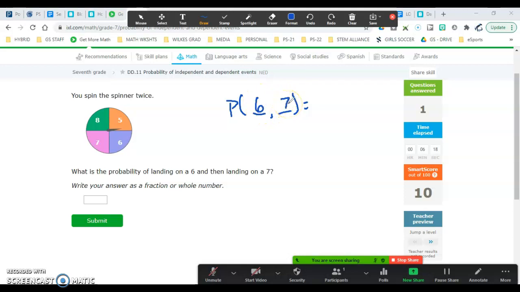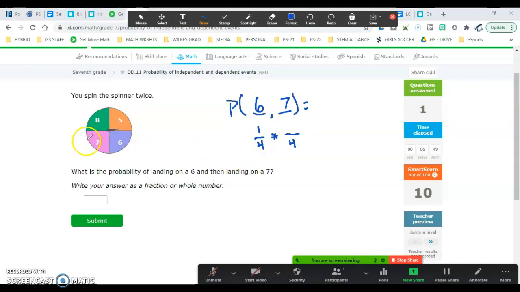All right, in a spinner, does the second spin really care what the first spin was? The answer is it doesn't. This is an independent setup. So what's the chance of landing on a 6? Well, I know there's 4 sections. How many 6s are there? There's 1. So that's my first probability. Because it's independent, my number's not going to change. I didn't lose any options here, right? You're not taking a piece of the spinner off and now you have 3 sections.